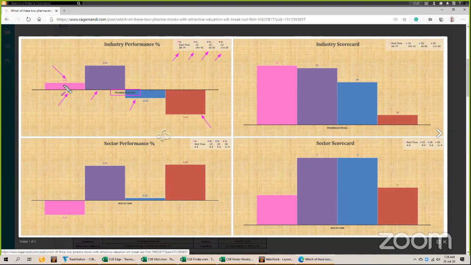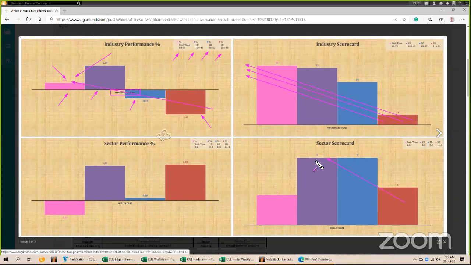This pink color is yesterday's real-time movement. Pharmaceuticals was up yesterday, though the market was down. And while the industry percentage was changing like that, you can see the scorecard. The usefulness of the scorecard is obvious from here. The scorecard is helping us to realize that it is more and more outperforming other industries. Though there are up down moves in the percentage change in the industry, relative to other industries, it is steadily going up.